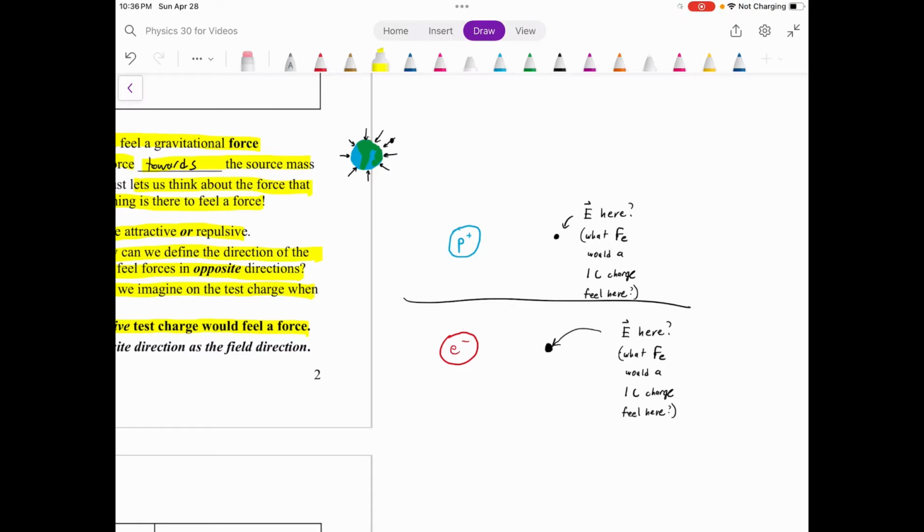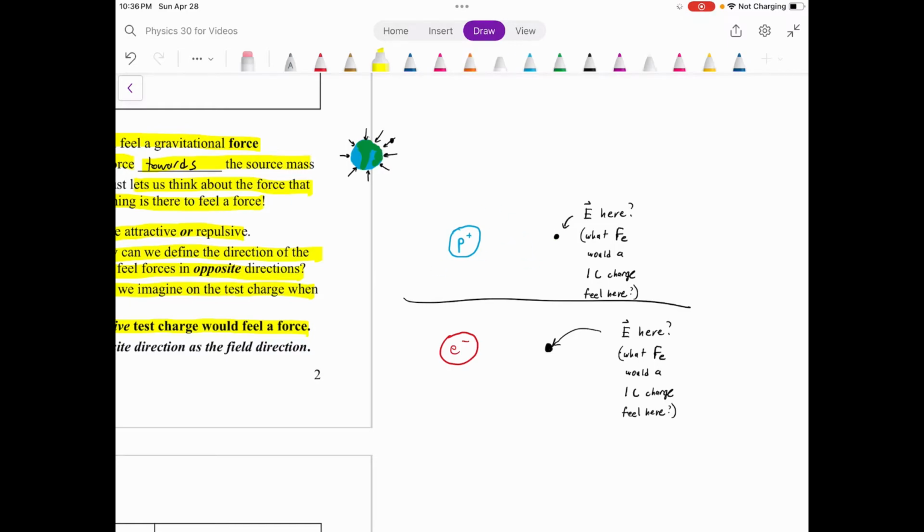Because remember, the whole point of this electric field is just to think about what is it like here, right? What kind of force would happen here? And so getting too bogged down in, it's different for a positive versus a negative kind of defeats the purpose, right? And we just say, all right, well, if it's a negative that we actually put there, it'll feel a force in the opposite direction of the electric field, okay?